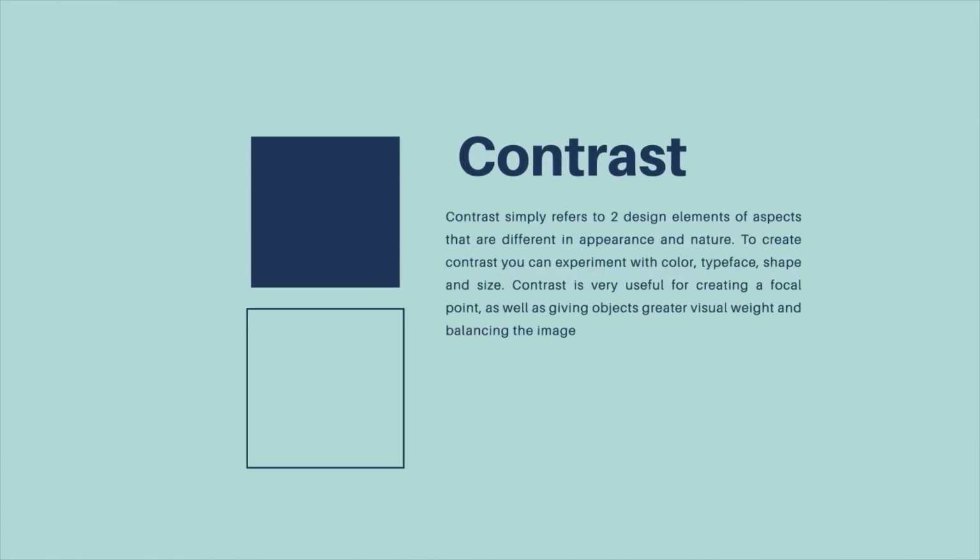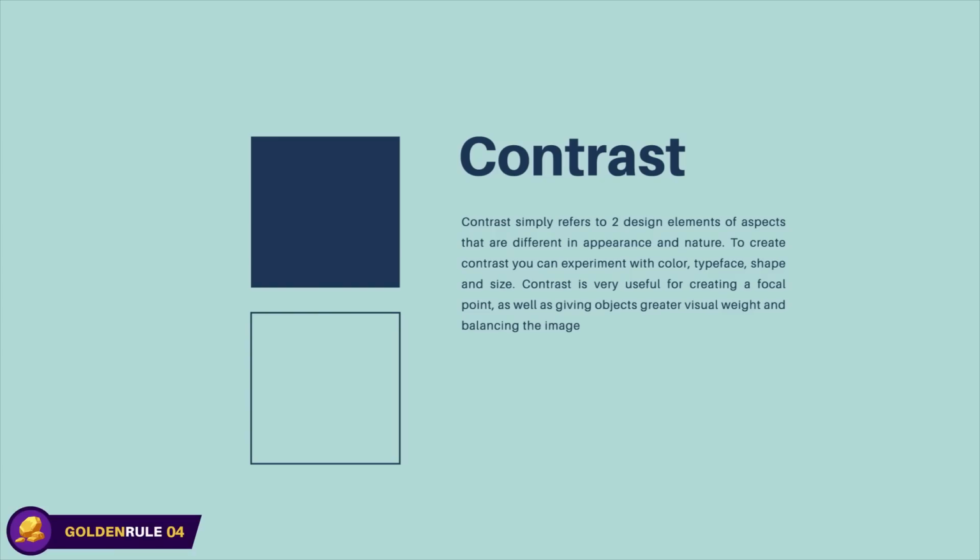The next golden rule for layout design is contrast. This is something I've mentioned before on this channel, but let's take a quick look to reaffirm the understanding and the importance of it. Contrast simply refers to two design elements or aspects that are different in appearance and nature. To create contrast, you can experiment with color, typeface, shape and size. Contrast is very useful for creating a focal point, as well as giving objects greater visual weight and balancing the image.